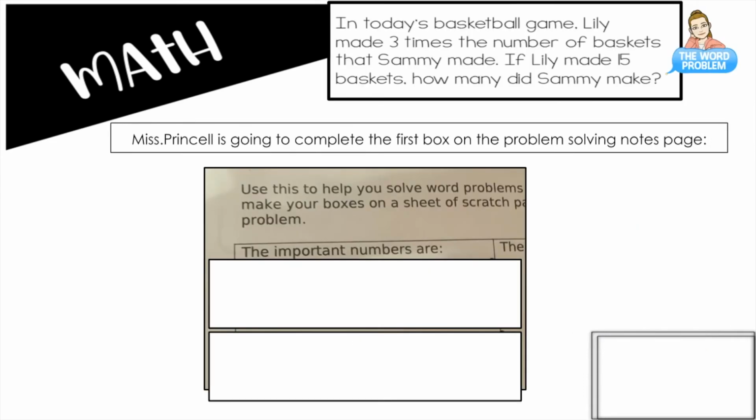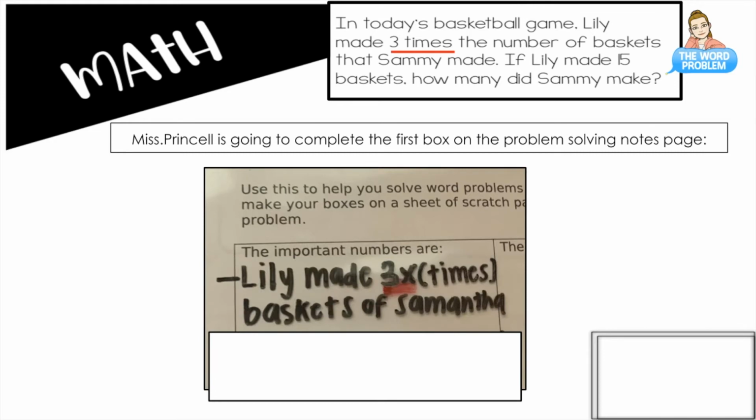And if you see, there's 2 boxes there because there are 2 important numbers that are missing. Or not so missing, they are missing from that paper because Miss Princell went and solved it away on paper and took some pictures of it. It says, in today's basketball game, Lily made 3 times the number of baskets. You should stop and know 3 is a number, so that's an important number, but it's 3 what? You should see that it is Lily made 3 times. So it's not just a 3, it's 3 times.